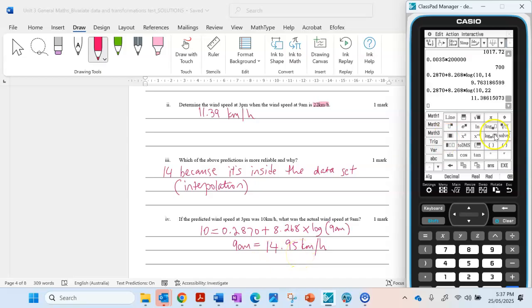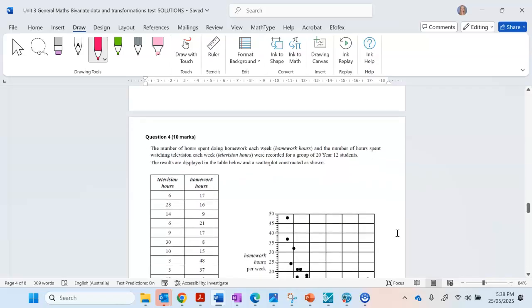A few of you got that, but you just go solve. If you don't have to solve anything by hand, we just go solve 10, and don't use calculator syntax on your SAC or on your exam. It's highly frowned upon, and in an exam, if it was a show that question, they just would not allow it. So you can see what I did there, the log X. We're solving for X this time. We're solving for the explanatory variable, 9 a.m. All right, let's move on to the next one.